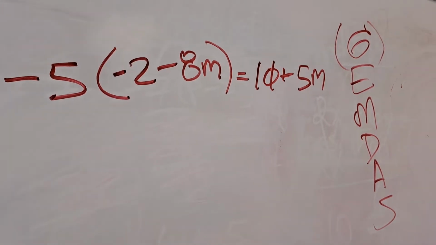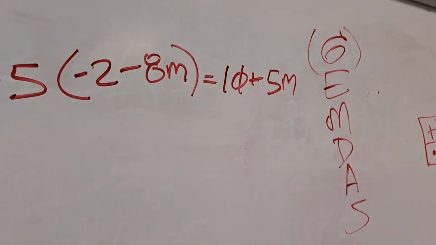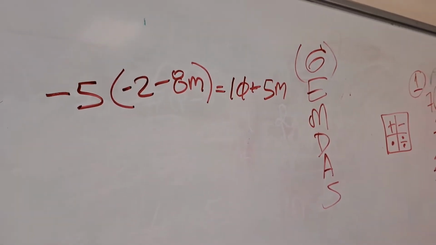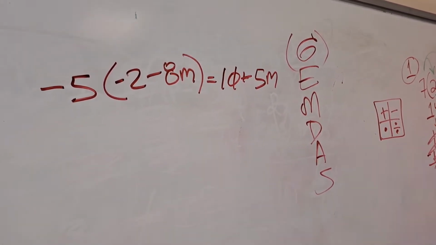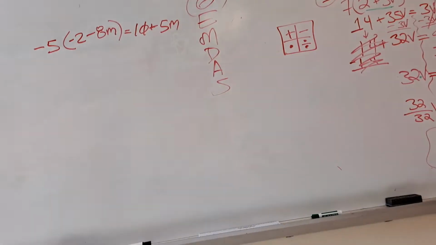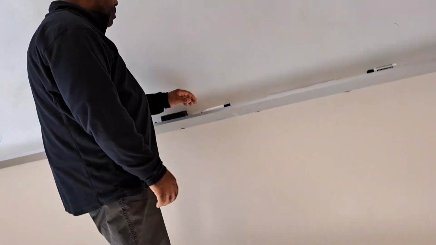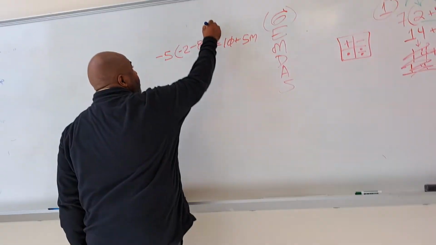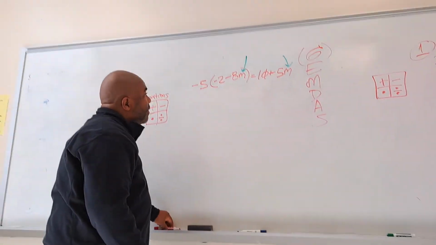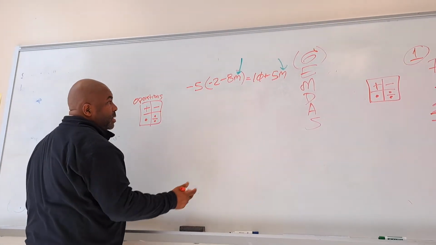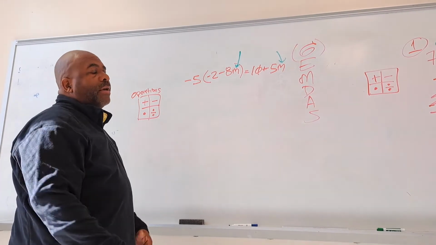All right, so let's do this one. -5(-2 - 8m) = 10 + 5m. In other words, we don't know what the m stands for, and we have to solve for m. We want to find out what the m stands for, and whether there's one solution, no solutions, or infinite solutions.